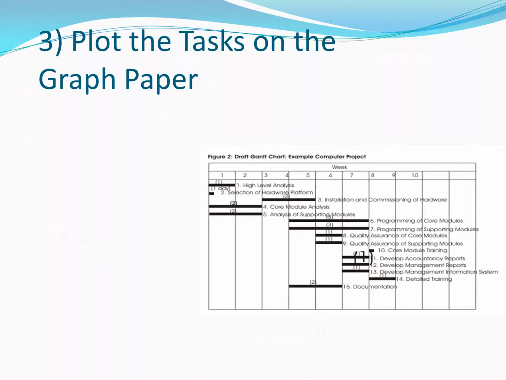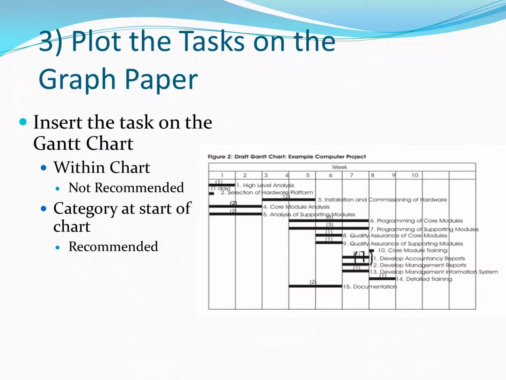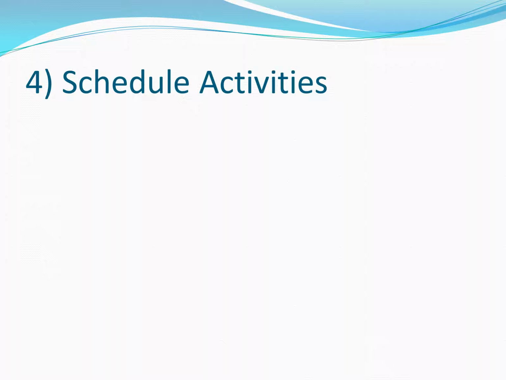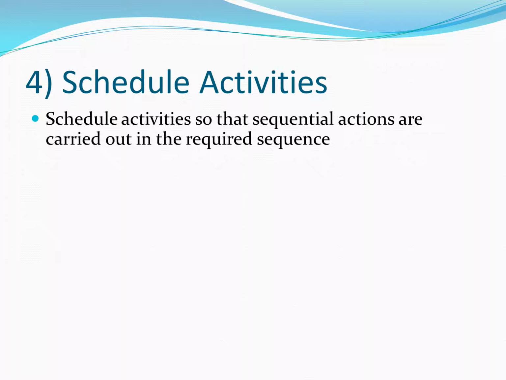So here's an example of my tasks here that I've put together. That's all pretty recommended there. So then you'll put each task, generate the bar. It's going to specify the length of each task. And then begin scheduling your activities.